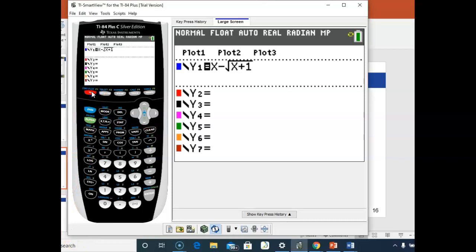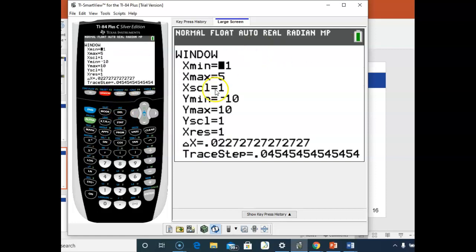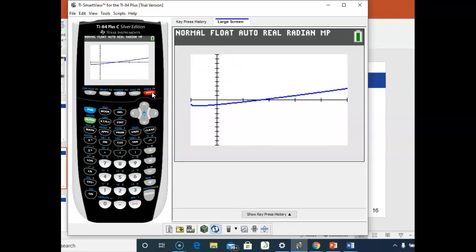If you type this in, you put x minus the square root of x plus 1. To get your square root, it's second and this, and then I'll bring up the square root symbol right here. So from there, you want to do your zoom 6 to standardize it and then go in and set up your window. So they're giving us the interval from -1 to 5. So that's going to be my x minimum and x maximum. So I'll press graph.